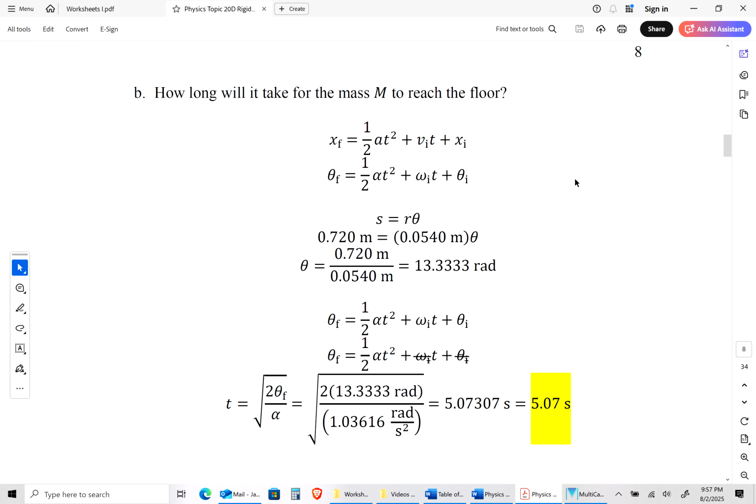Part B, how long will it take for the mass M to reach the floor? So we have this Suvat equation, and we're going to convert it to this angular motion equation. S equals R theta. We know S, we could solve for theta. So we know theta final is going to be this. We end up getting 5.07 seconds.